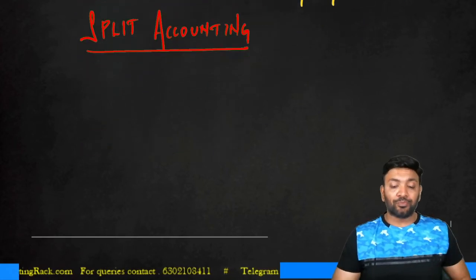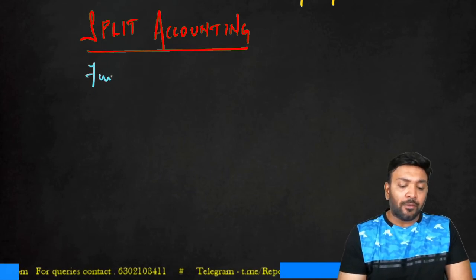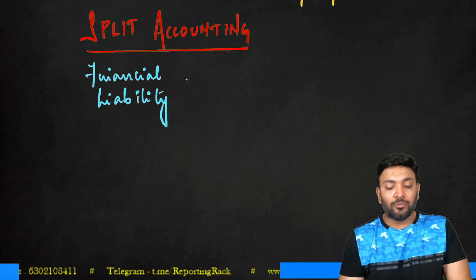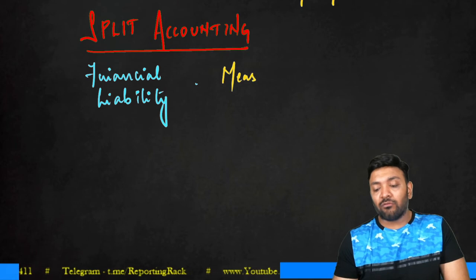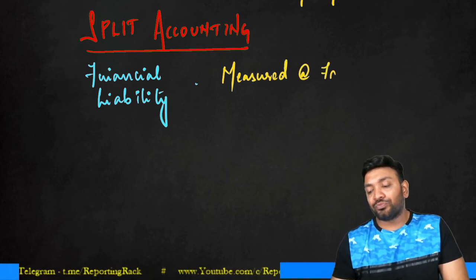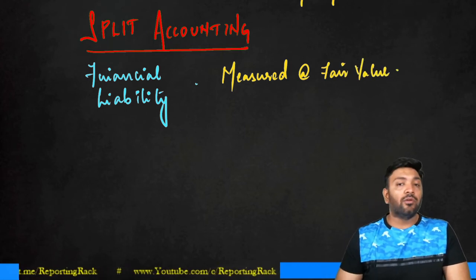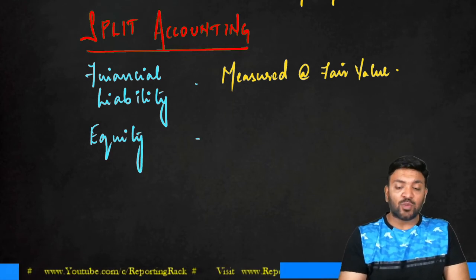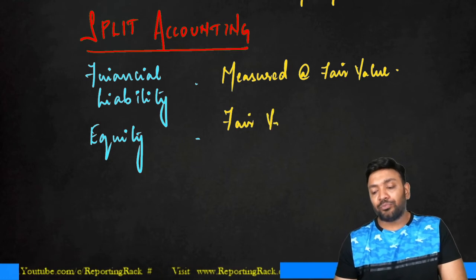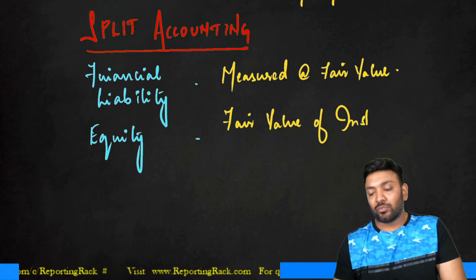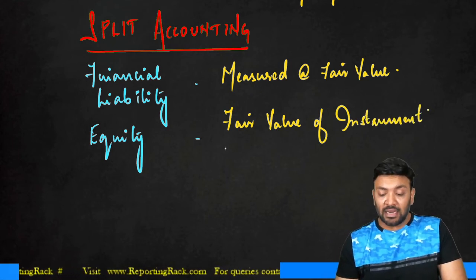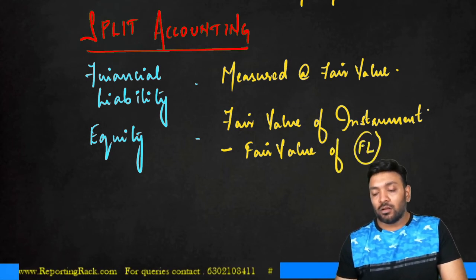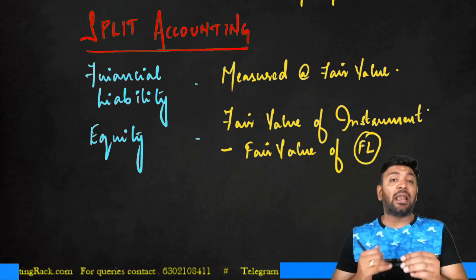How do I divide it? Remember, always in such situations, my financial liability should be measured at fair value, while your equity part within the instrument should be measured in this way: fair value of the compound financial instrument minus fair value of the financial liability. Let's apply the principles of split accounting in this example and try to understand split accounting.